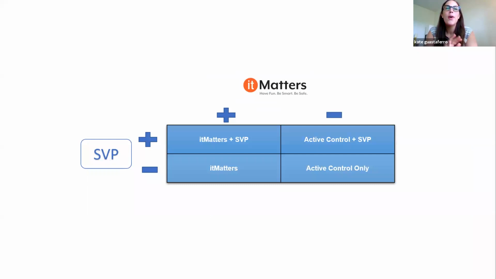To do this, we did a 2x2 factorial experiment. So we have itMatters plus the sexual violence module compared to the active control and the sexual violence prevention module. We also have itMatters compared to the active control only, and then itMatters plus the SVP compared to itMatters alone, and the active control plus the sexual violence module compared to the active control only. We're able to estimate all of these things. Here's what we found out.